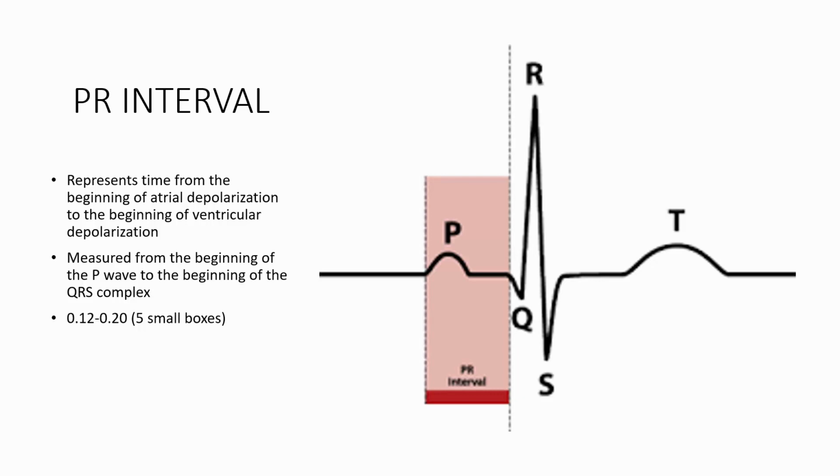So essentially what that PR interval is telling us is how long it takes for the impulse to get from the atria to the ventricle. Okay, it should be between 0.12 and 0.20, so no more than 5 small boxes. Some things that can cause an abnormal PR interval, if it's too long, it could be because they have something called a first-degree block, which we will learn about shortly. Or they could have digitoxicity. That can also cause a prolonged PR interval.